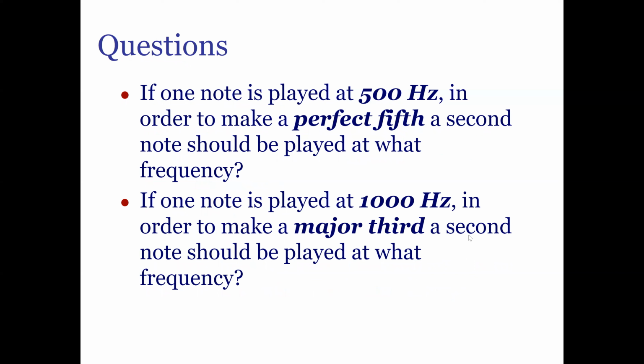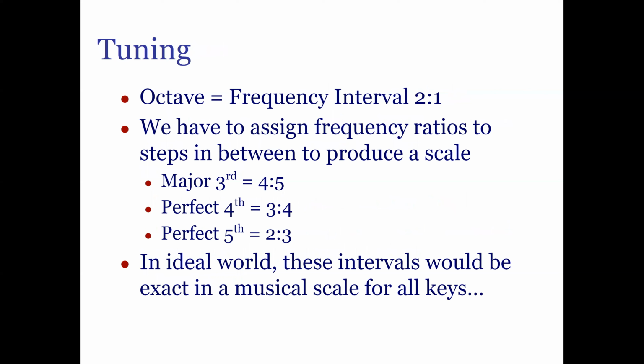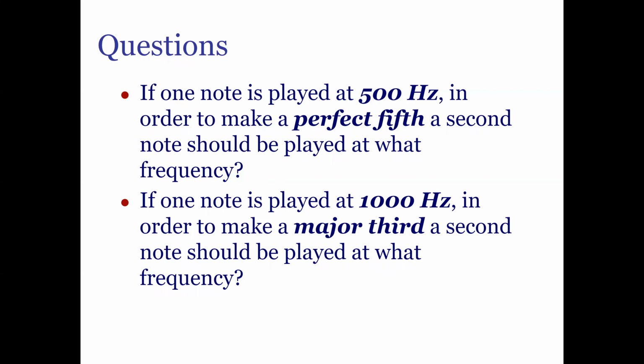So a couple of questions dealing with these frequency intervals. The first one: if we play a note at 500 hertz, and we want a perfect fifth, what frequency should that second note be played at? We'll go the easy way and always go up, though I'll mention what it would be if you go down. I'll give you a sec to figure this out. If you go back to the previous slide, here are your frequency intervals. So 500 is your low note in the interval here.